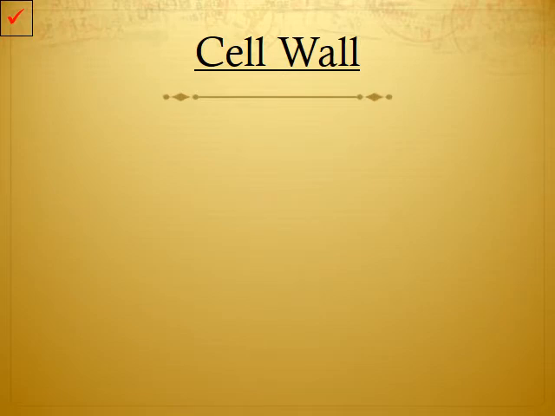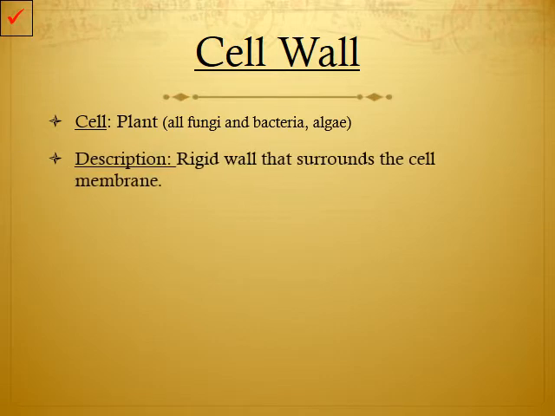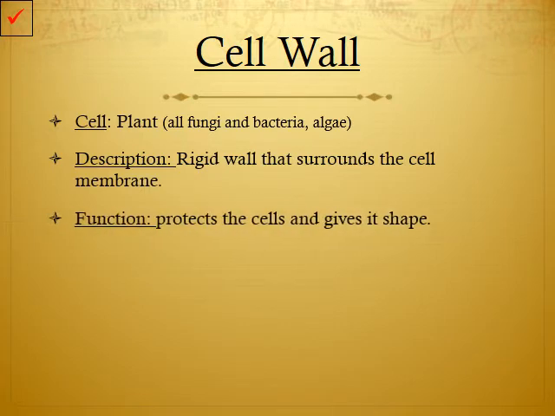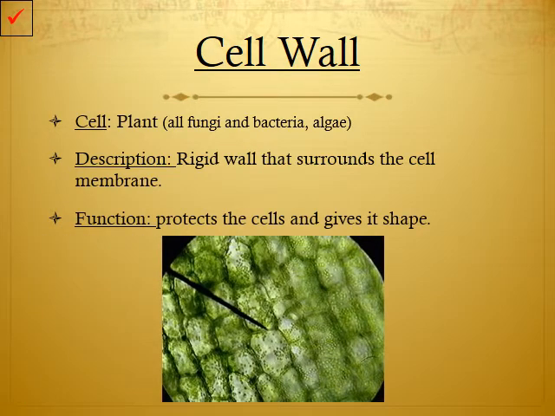Up next is the cell wall. So the cell wall is found in only plants, bacteria, algae, and fungi. The description here is it's a rigid wall that surrounds the cell membrane. The function is it protects the cell and gives it its shape. Now, once again, this does provide a great amount of protection, but it also limits movement. As you can see, most things that have a cell wall aren't normally known for their, well, movement capabilities.